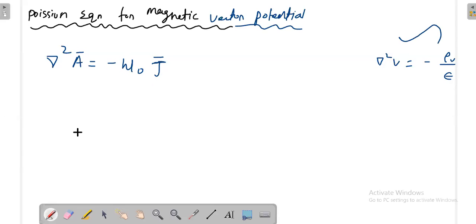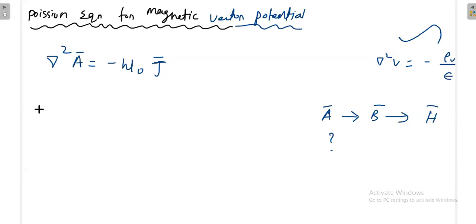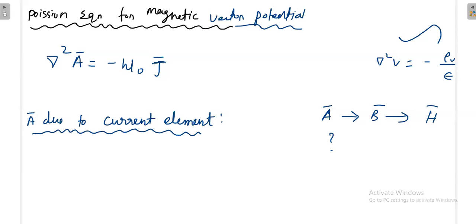Okay, now what is the vector magnetic potential due to current element? Because I have told you like this. First you know A, from A you can calculate B, from B you can calculate H. Then I should know what is A. So what is vector magnetic potential due to the current element? Okay, so the next topic is what is A bar due to current element. Due to small current element, I dL. What is A bar due to the current element?